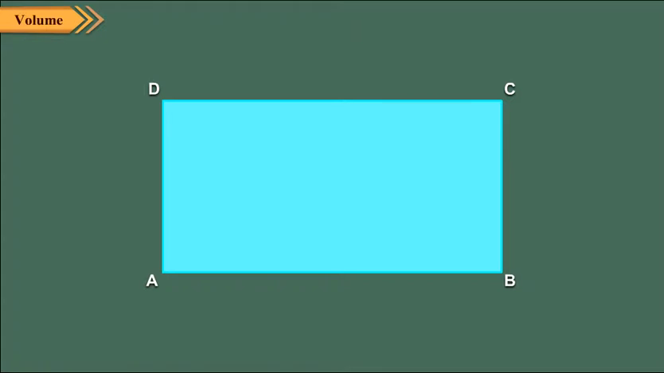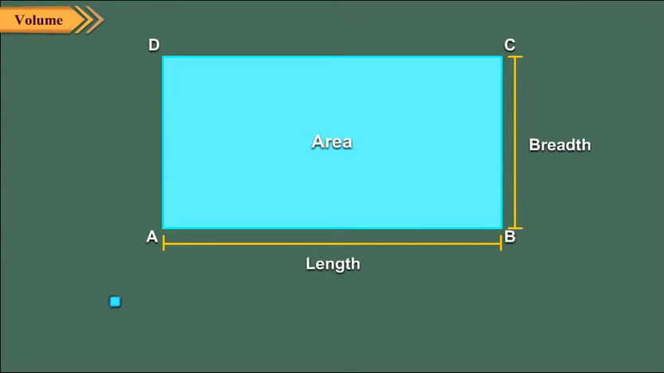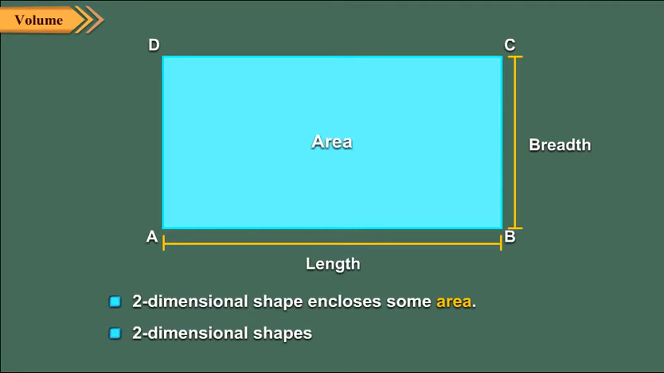Observe the rectangle shown here. It has only two dimensions, length and breadth. Also, it encloses some surface of the plane on which it is drawn. This surface is called its area. So we can say that a two-dimensional shape encloses some area. Thus, two-dimensional shapes are also called plane shapes.